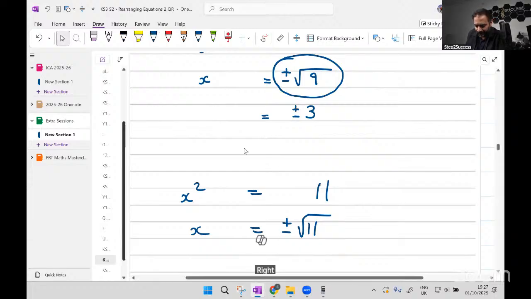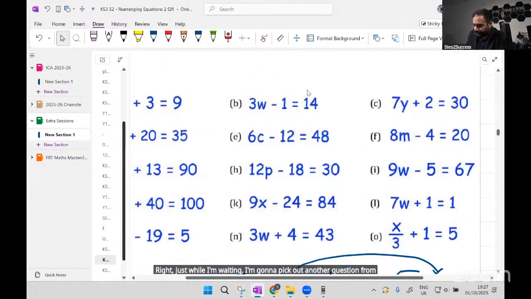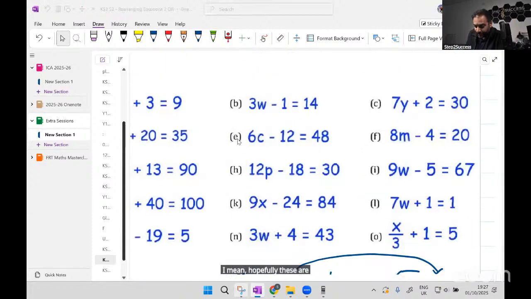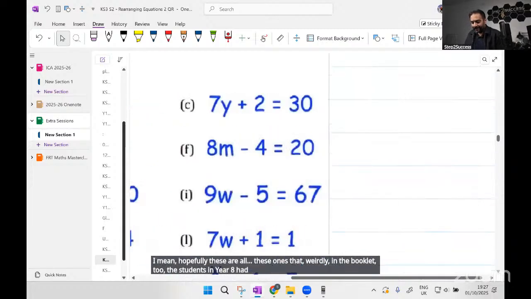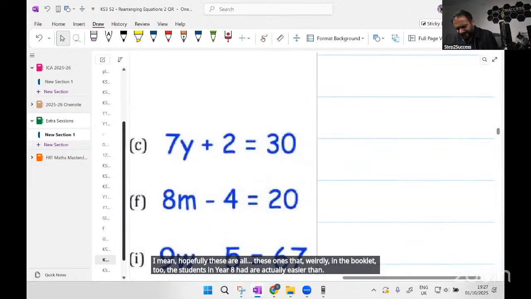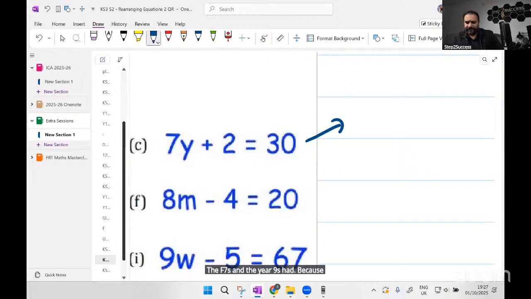Right, just while I'm waiting, I'm going to pick out another question from here. I mean, hopefully these ones that weirdly in the booklet the students in year 8 had are actually easier than the year 7s and year 9s had, because there's a reason for that.